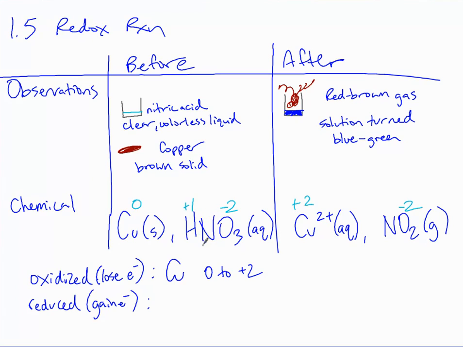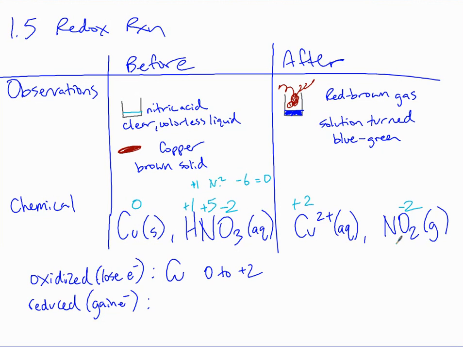Can anybody tell me the oxidation state of nitrogen in nitric acid? +5. So this is a neutral compound, and we want to make sure that everything totals up to 0. We had +1 for hydrogen, nitrogen, which was our question mark, and 3 oxygens, which was -6. So in order to make everything equal 0, nitrogen had to be +5. That's how we got the +5.